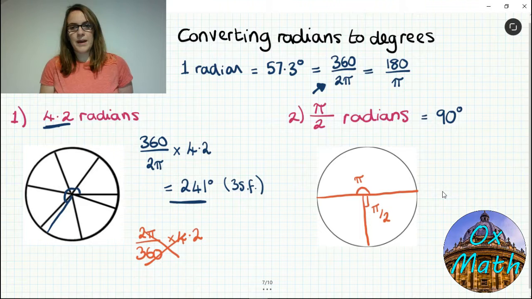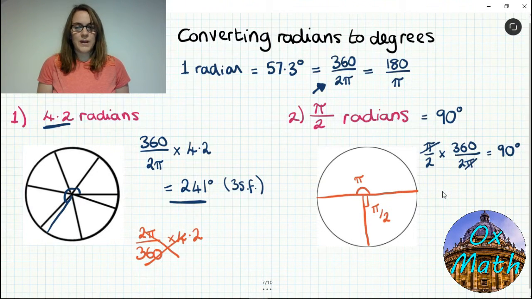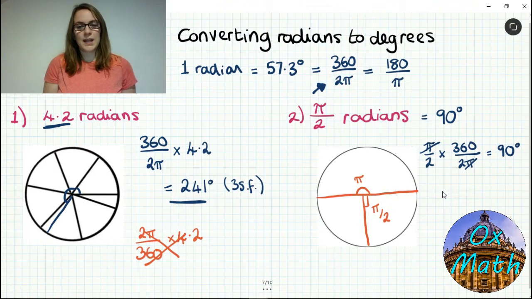However, if you didn't remember that, you could do pi by 2 multiplied by 1 radian, which is 360 over 2 pi. The pi's cancel out. 360 over 2 is 180, 180 over 2 is 90, or if you type it into your calculator you will get 90. So either way you get 90 degrees, but it is handy to remember some very common radians, particularly pi, which is 180 degrees, pi by 2, which is 90 degrees, pi by 4 would be half of that again, so pi by 4 would be 45 degrees, and then obviously 2 pi being the whole circle.